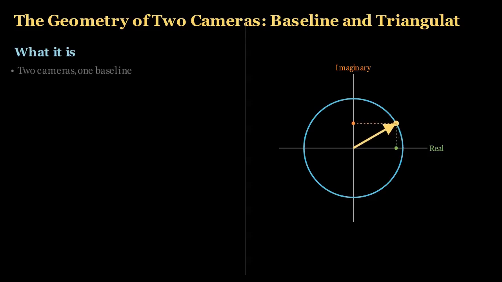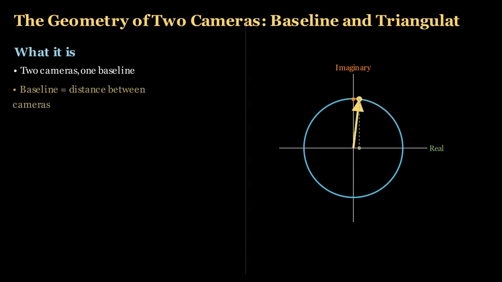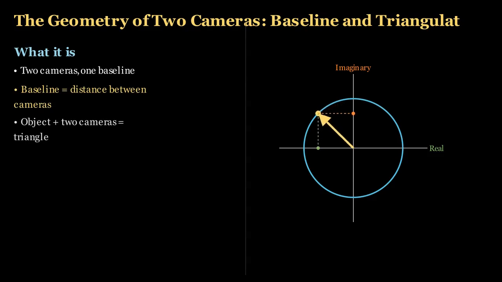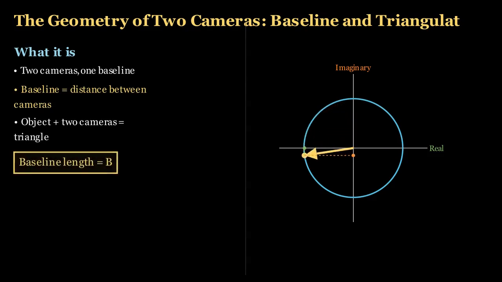Imagine two eyes looking at a point. The line connecting them is the baseline. This baseline and the lines of sight to the object form a triangle. That triangle is the key to finding depth.